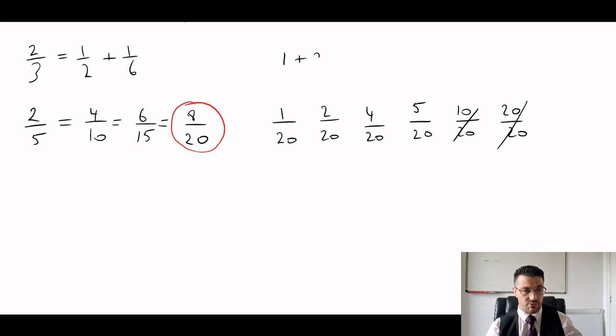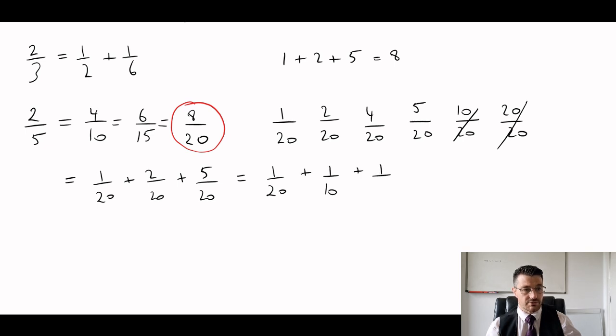So we've got, of course, 1 plus 2 plus 5. 1 plus 2 plus 5 is equal to 8. So that tells me then that 2/5 is going to be equal to 1/20 plus 2/20 plus 5/20, which is equal to 1/20 plus 1/10 plus 1/4. And that gives me a friendly form for 2/5.